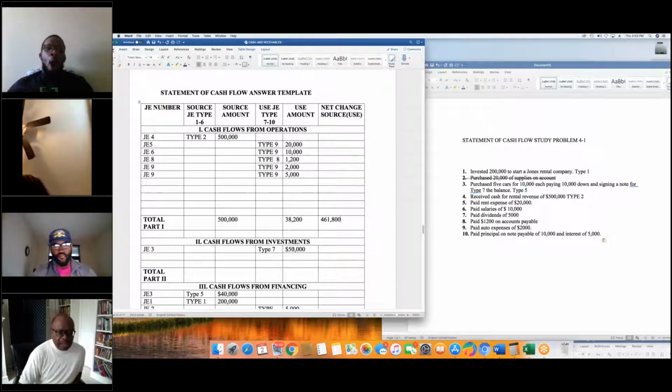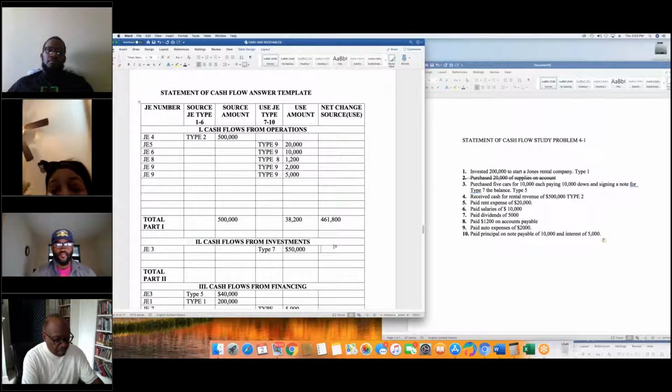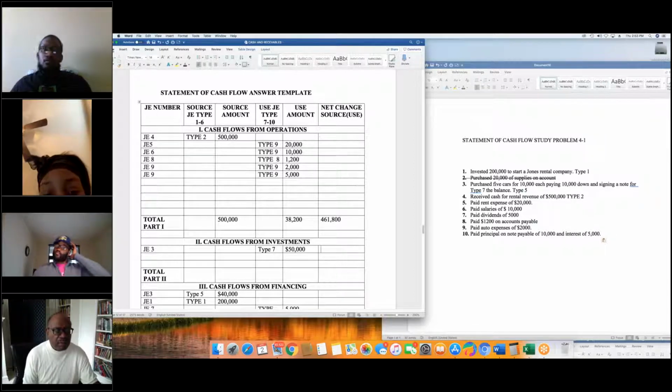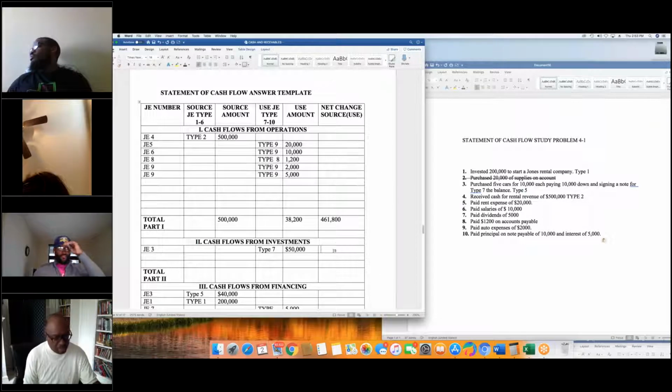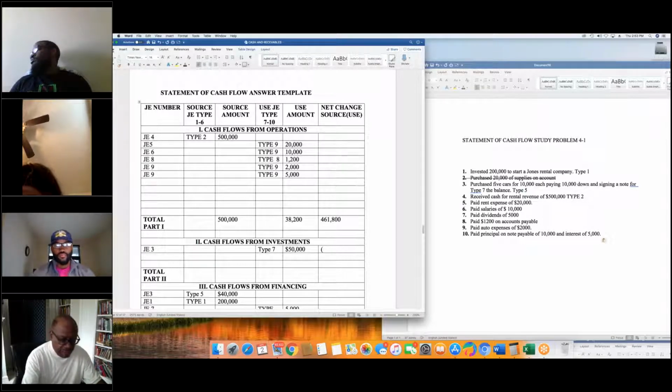We go to the second section. We only have one item. It's a use, so it's going to come over in parentheses. What is that one entry? That's the purchase of the autos, journal entry 3. So this is going to be parentheses 50,000.